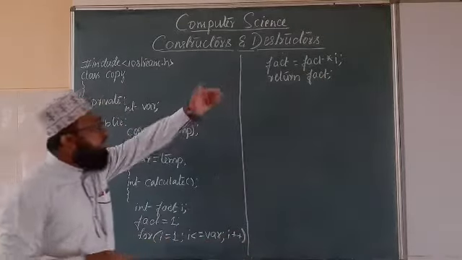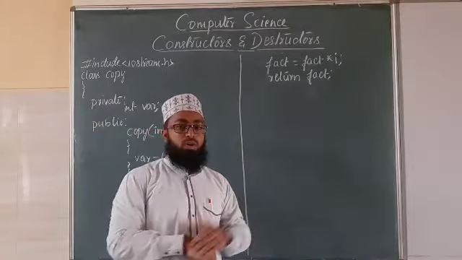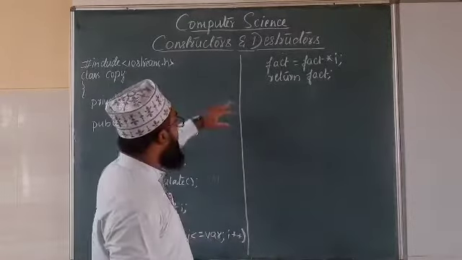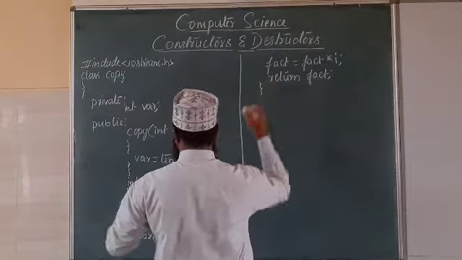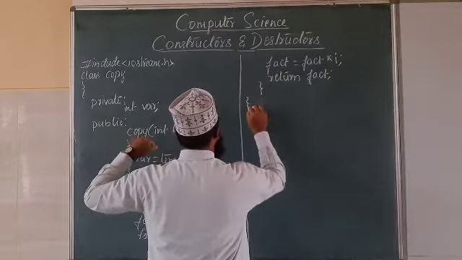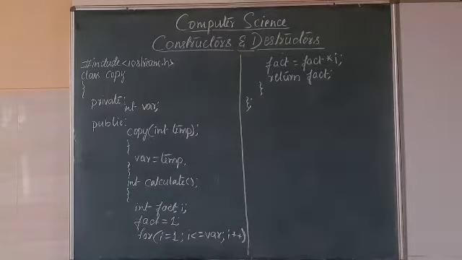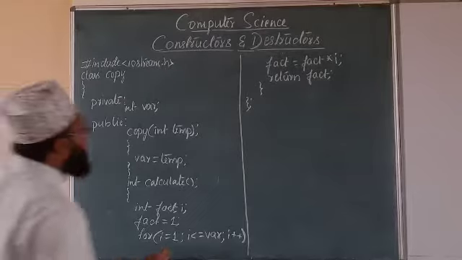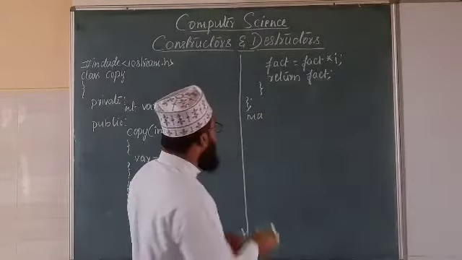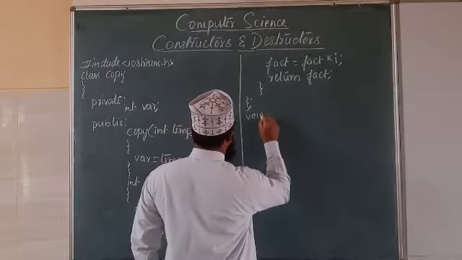Why I am taking factorial here: we are writing the program for finding the factorial of a given number. Then after that, close the braces here. Now the class is open, close the class. After closing the class, we need to start the main program here. So write the main program here. First we need to make it void main.